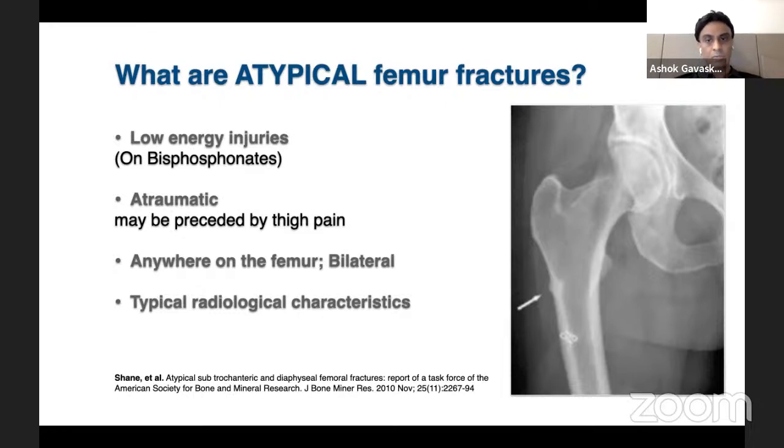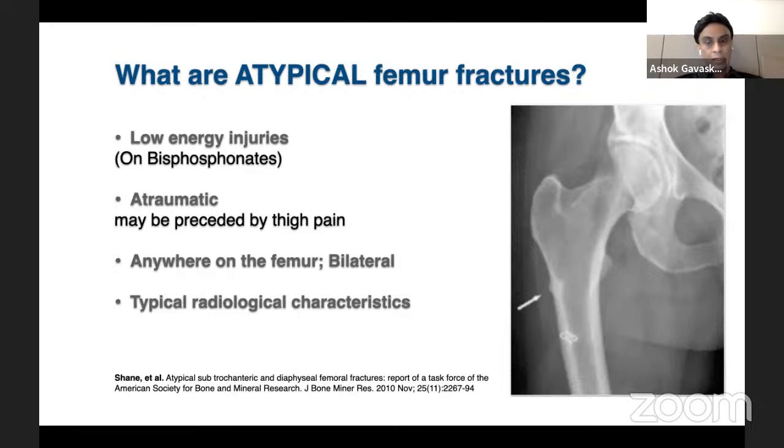So these fractures predominantly occur in the subtrochanteric region, but not necessarily always. They can occur actually anywhere on the femur. And if you look at the evolution of the femoral remodeling, more older patients tend to have more remodeling. And in these patients, the more the remodeling of the femur is, the fracture tends to occur more distally. And when they occur more and more distally, it's actually much more difficult to treat.